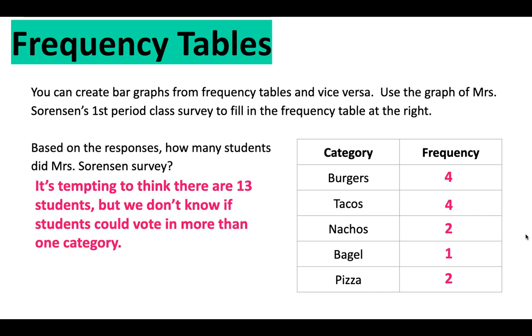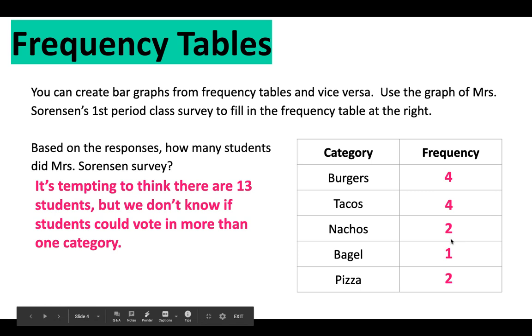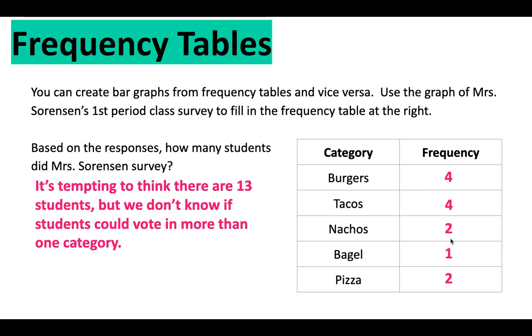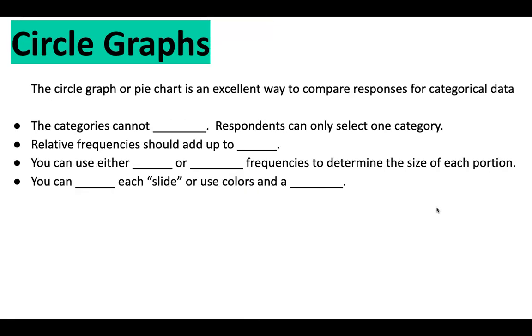It's tempting to think there are 13, right? Just adding up the numbers, that there were 13 students who answered the survey. But again, remember, this might be a question where they were allowed to answer in more than one category. So if Ms. Sorensen allowed her students to give 2 different answers, what are your 2 favorite foods? Then they could be counting in more than one of these categories, which means there might be fewer than 13 people that answered this survey, right?